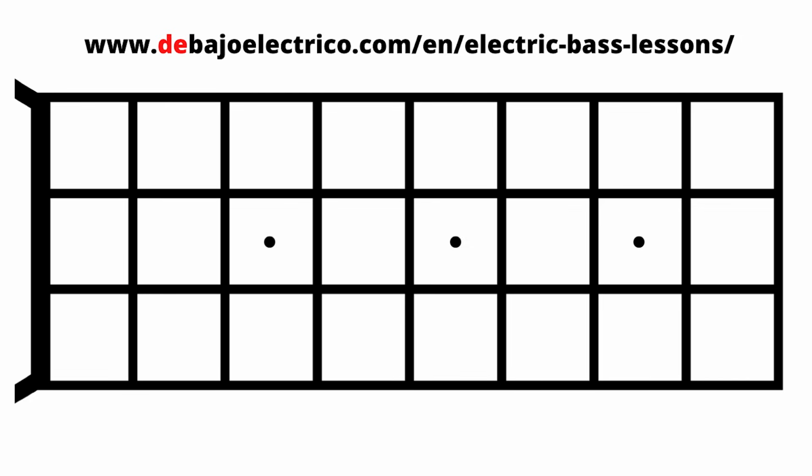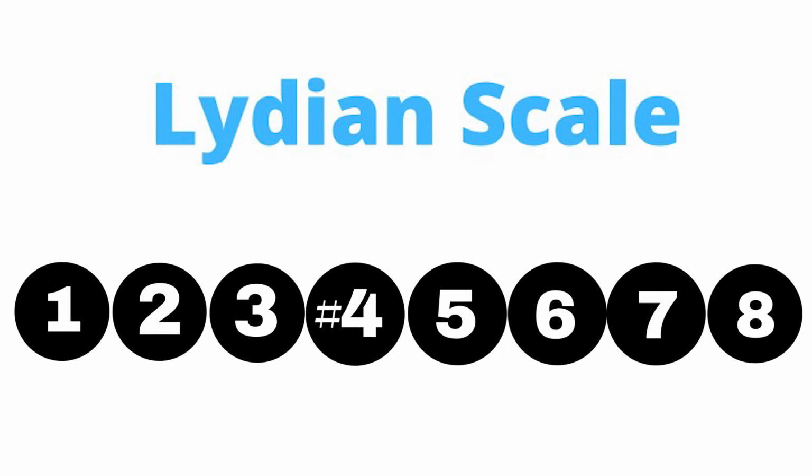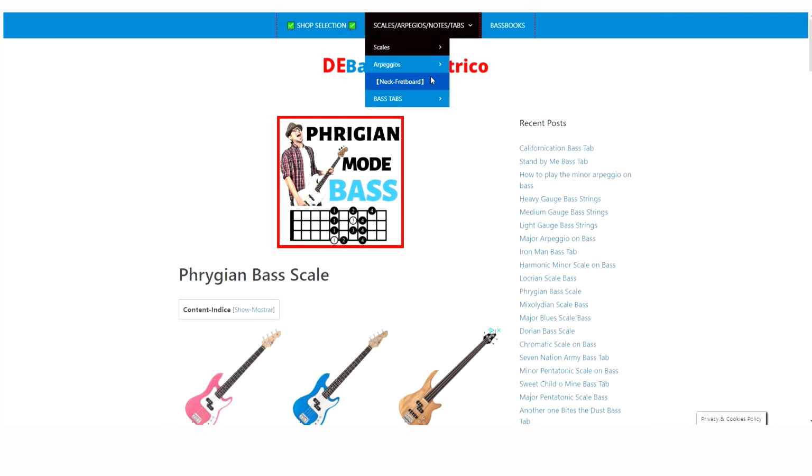Very well, now let's continue with the next scale or mode, in this case, the Lydian mode, that comes from the 4th note of the major scale. The Lydian mode is a major scale, but it has an augmented fourth that gives it that characteristic sound. If you want to study every fingering of this scale, you can check them out for free in the link to our website in the description box.